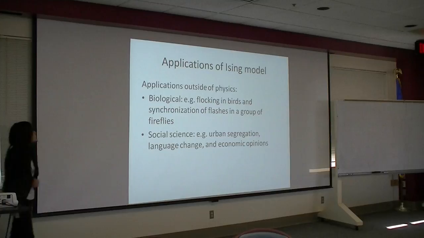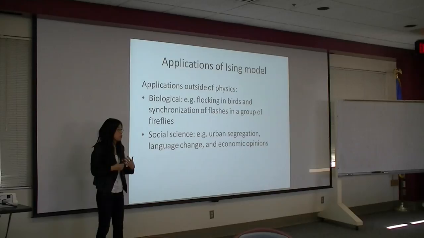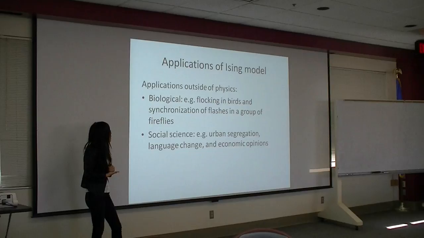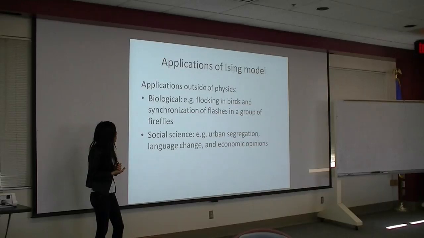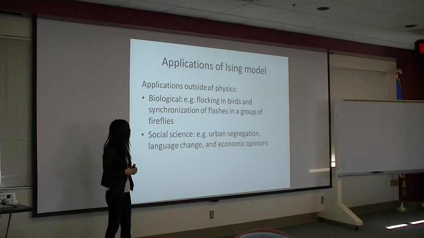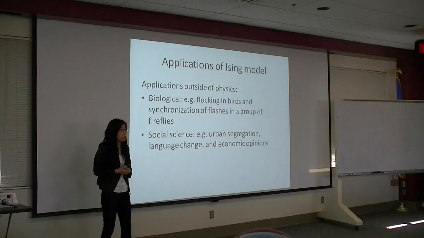I talked about how the Ising model was created to study ferromagnetic phenomena. And right now, the Ising model has been used to examine a lot of natural phenomena outside of physics. Here I give two examples. One is biological, such as flocking in birds or the synchronization of flashes in a group of fireflies. In social science, some researchers use the Ising model to study urban segregation, language change, or economic opinion.